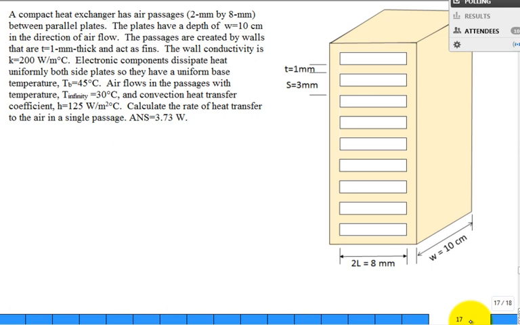So here's a compact heat exchanger that has air passages. The air passages are 2 millimeters by 8 millimeters. So they're rectangular passages. This height is 2 millimeters, and this length of the air passage is 8 millimeters. The air flows into each of these passages and down, and then there's the length that the air passage goes, 10 centimeters. Between parallel plates. So this is a plate right here which connects this side with this side, and it forms the top and the bottom of our air passages.